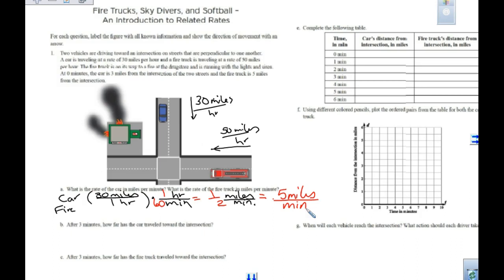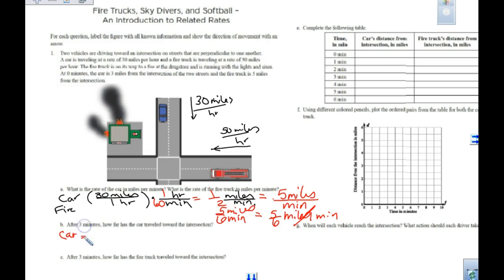For the fire truck, we should have worked that out and got 5 miles in 6 minutes. You don't want a decimal for this one, right? If you did decimals, it's ugly. You get these ugly repeating decimals. Don't work with them. Keep the fractions. 5/6 of a mile in 1 minute. So you were asked, how far is the car after 3 minutes?